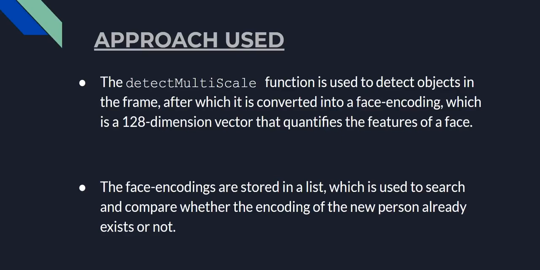After that, the detectMultiScale function is used to detect objects in the frame, which is a face in this case. Then it is converted into a face encoding. A face encoding is a 128-dimensional vector that quantifies the features of a face. That means that the features of a face can be represented by a 128-dimensional vector.